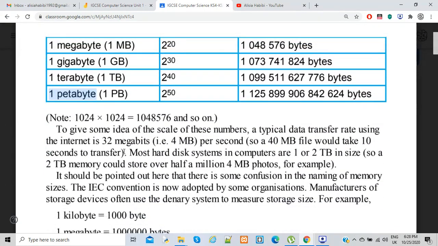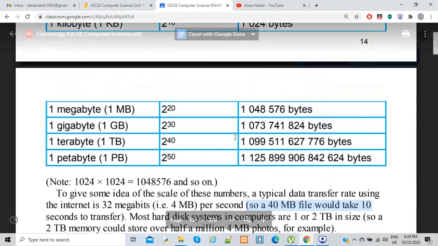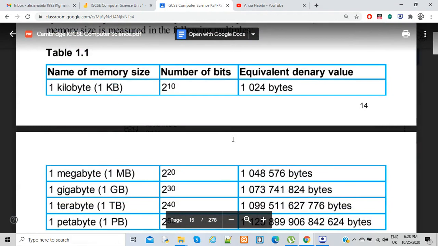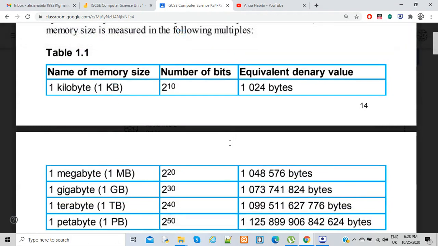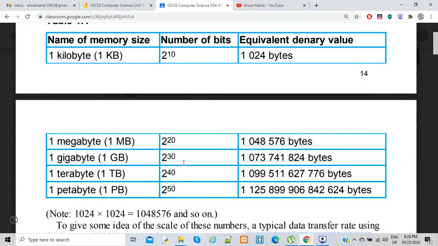Now, what we understood is that a typical data transfer on the internet is usually 32 bits, which means about 4 megabytes per second. They give a very good example saying that if you wanted to transfer a 40 megabyte file, that would take you 10 seconds to transfer. So depending on the memory size, the smaller it is, the slower the data transfer, as compared to a larger memory size, which can transfer or stream data online.